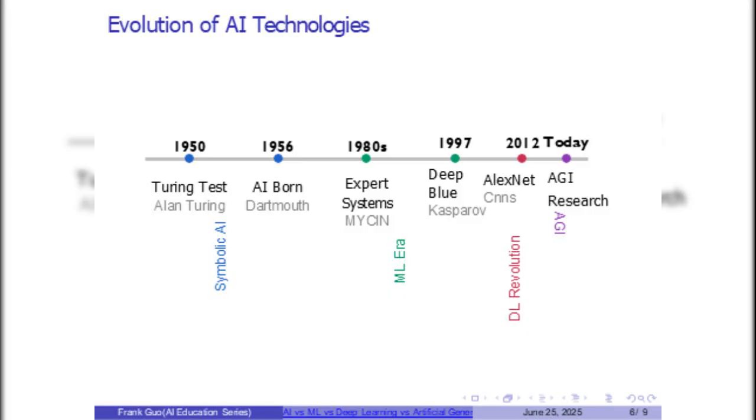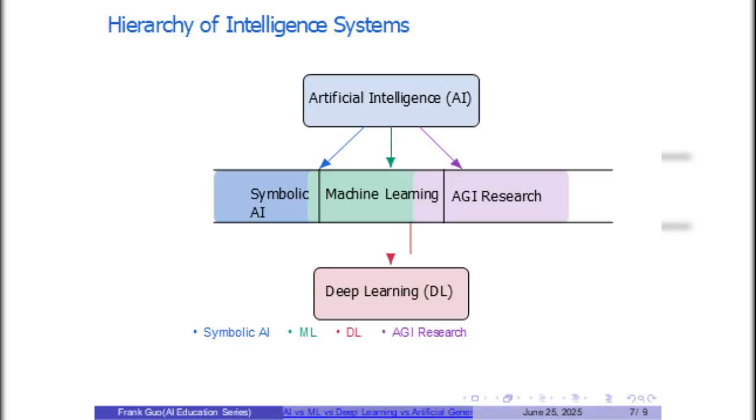2012: A huge turning point. The deep learning model AlexNet wins a major image recognition competition. It used a deep neural network trained on GPUs and dramatically outperformed all previous systems. This marks the start of the deep learning revolution. Today, the focus has shifted to AGI research, building systems that can reason, learn, and adapt across different tasks, more like a human mind. While we're not there yet, it's the next big frontier in AI.